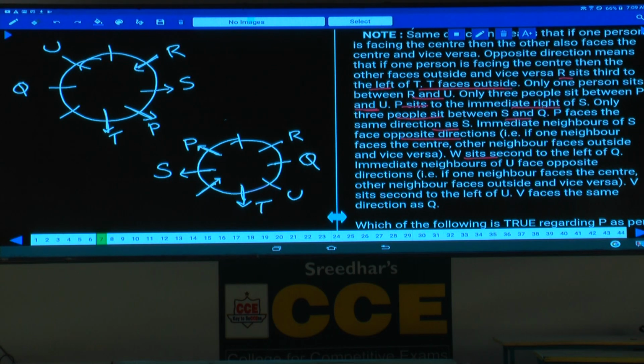And W sits second to the left of Q. The next information is W seated second to the left of Q. As Q is here, then W must be here. This is the only possibility. As W sits second to the left of Q, Q must be inward. And W sits second to the left of Q.